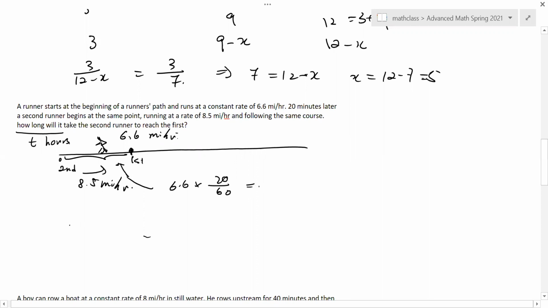So that is going to be, I think it's 2.2. All right, so then we click the clock, right? Then the first one is already here. Imagine the second is faster. Somewhere when they catch up, they have traveled the same distance.